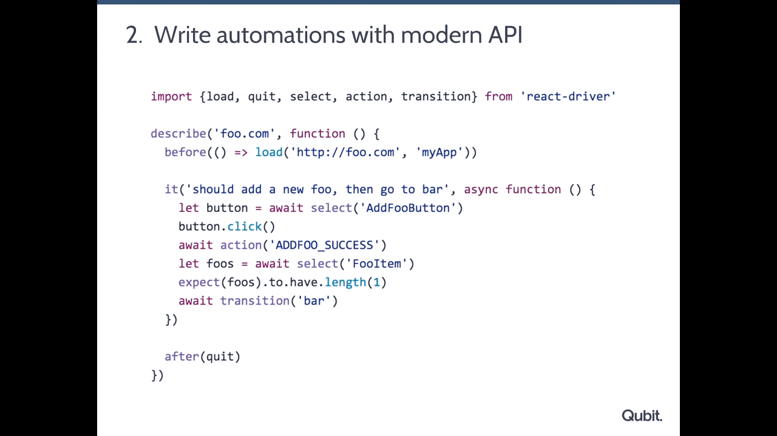So we can do things like wait for a specific action to occur, whereas normally you would have to wait for an arbitrary amount of time and hope it was there, or poll for an element on the page. We can now wait for a specific action to be emitted, which is deterministic. We know that that will either happen or it won't happen. If it doesn't happen, then we can throw an error and say it failed.